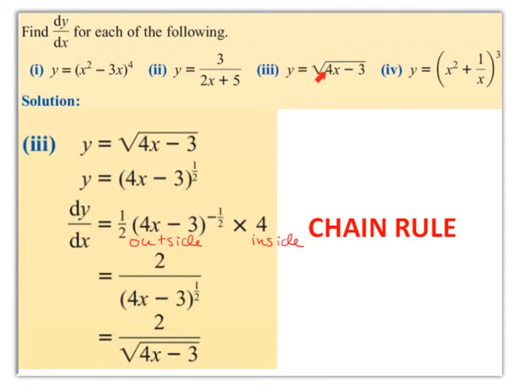3. y equals root 4x minus 3. So y equals the square root of 4x minus 3, first of all, gets rewritten as (4x minus 3) to the power of a half. Again, using our indices laws. So we're going to use the chain rule.